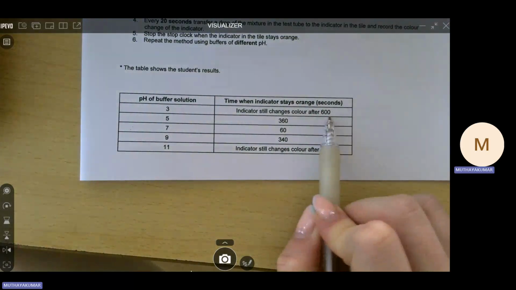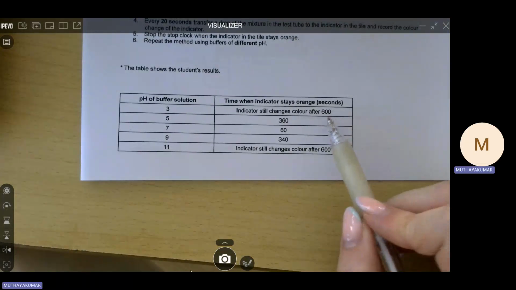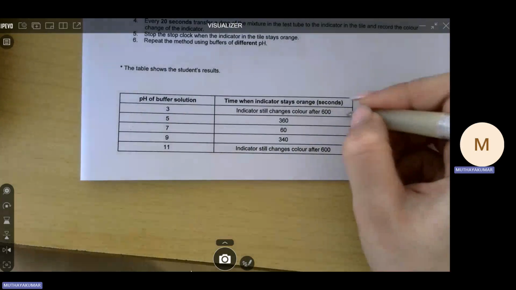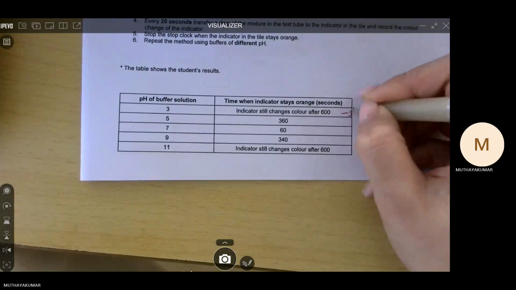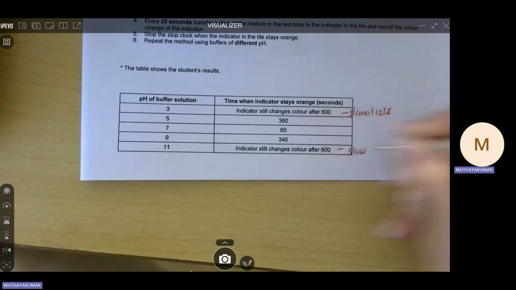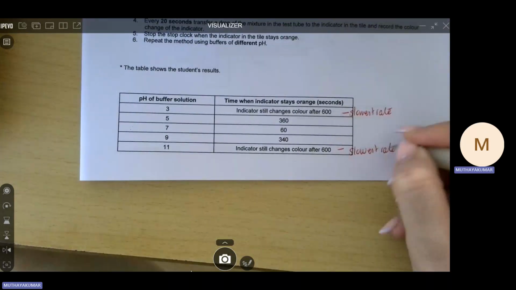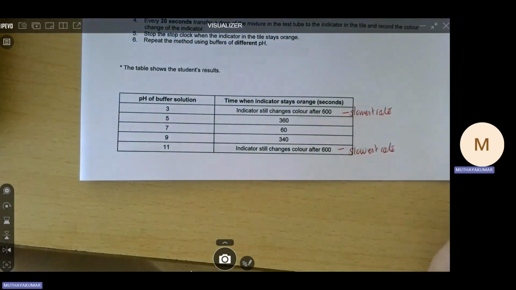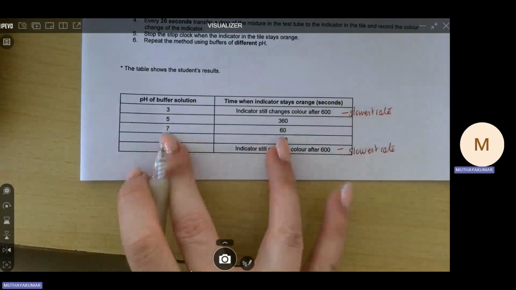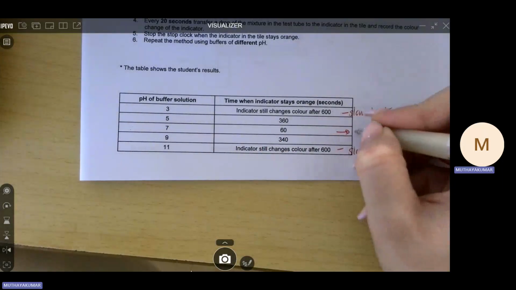All right, and the longer it takes, the slower the rate of reaction. So here, at 600 seconds, it still changes color, which means the reaction hasn't happened. So it indicates a very slow rate of reaction. Okay, so at pH 3 and pH 11, we had slow rates of reaction because it was still changing color after 600 seconds. At pH 7, it only took 60 seconds to change color, and that is the quickest rate of reaction.